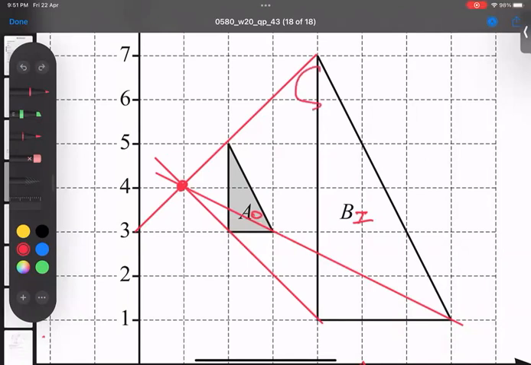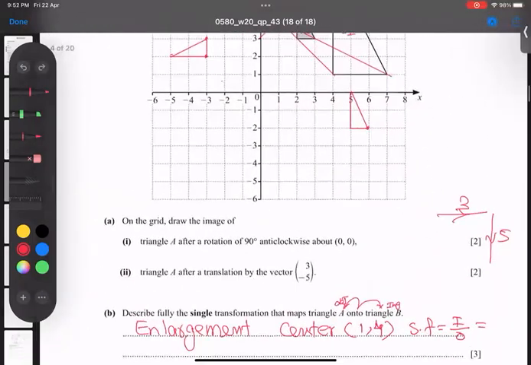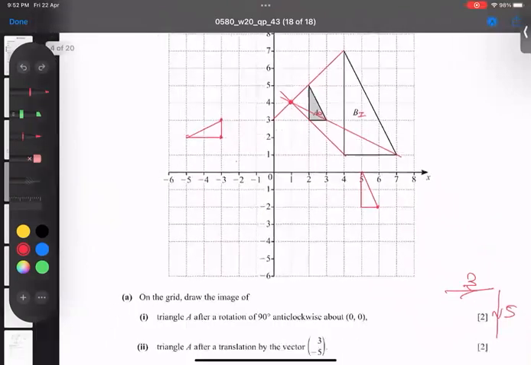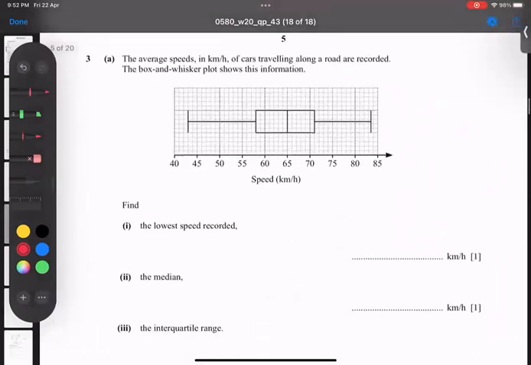Or counting 1 2 3 4 5 6, 6 by 2 becomes again 3. So the answer becomes 3 by 1. Wait a minute, let me check. Image is 3, yes. So 3 by 1, and the answer is scale factor 3. Center is 1, 4. That's it. And let's go for the next one.